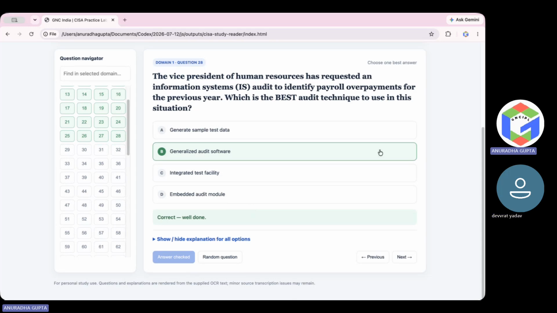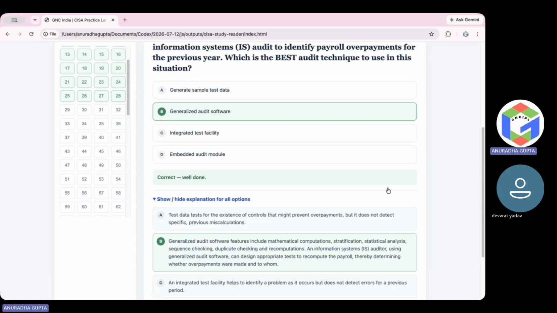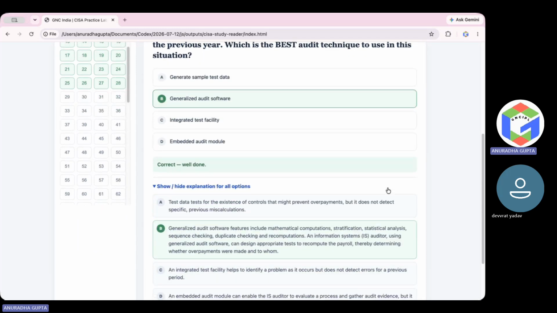So the Vice President of HR has requested an information system audit to identify payroll overpayments for the previous year. So they want us to perform the audit for the overpayments of the previous year. That is for generalized audit software. Basically, generalized audit software features include mathematical computation, stratification, statistical analysis, sequence checking, duplicate checking, and recomputation. An IS auditor using generalized audit software can design appropriate tests to compute the payroll, thereby determining whether overpayments were made and to whom.